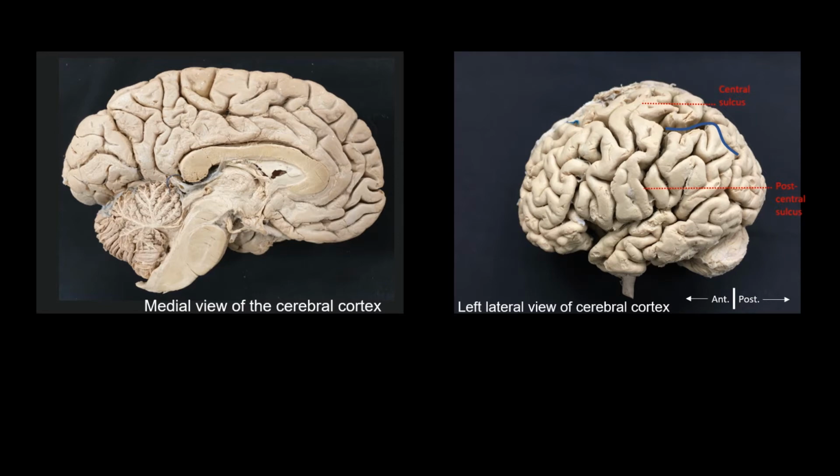In this video, we'll be talking about the sensory areas of the brain. We'll be talking about the primary sensory area, the secondary somesthetic area, or the secondary sensory area, and we'll be talking about the somesthetic association area.